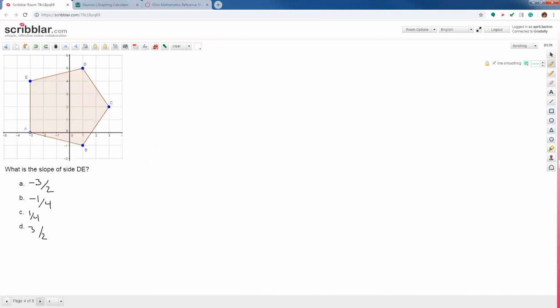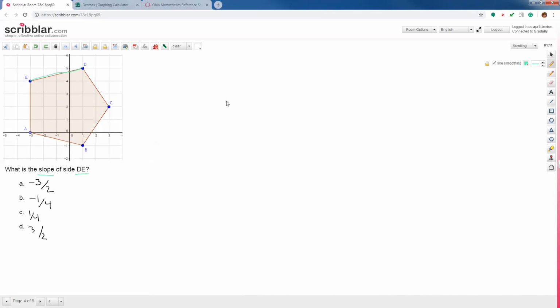Okay, so still doing coordinate plane. All these questions today are about the coordinate plane in different ways. This time it says, what is the slope of side DE? So same idea with the sides is we just look at the points from D to E. Is this side up here?